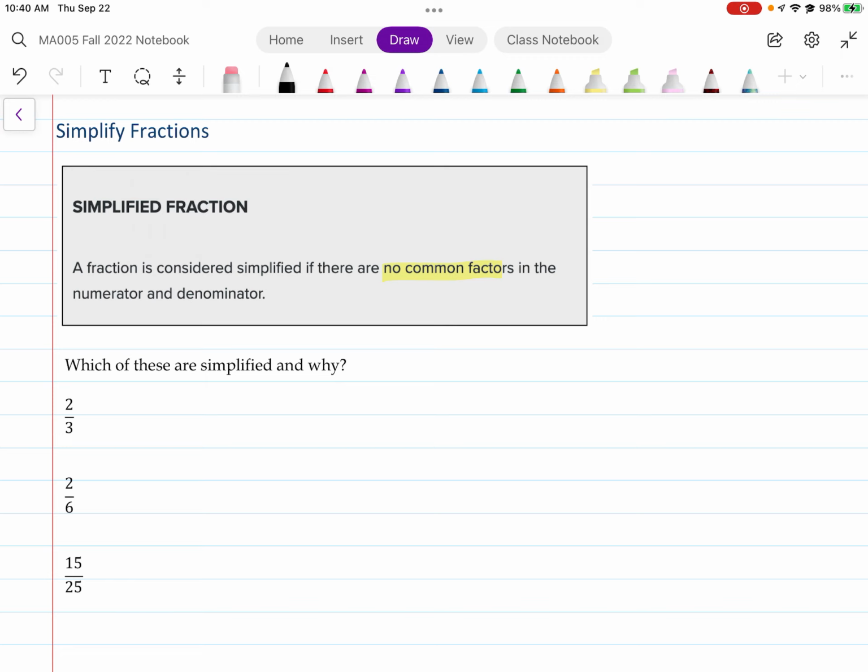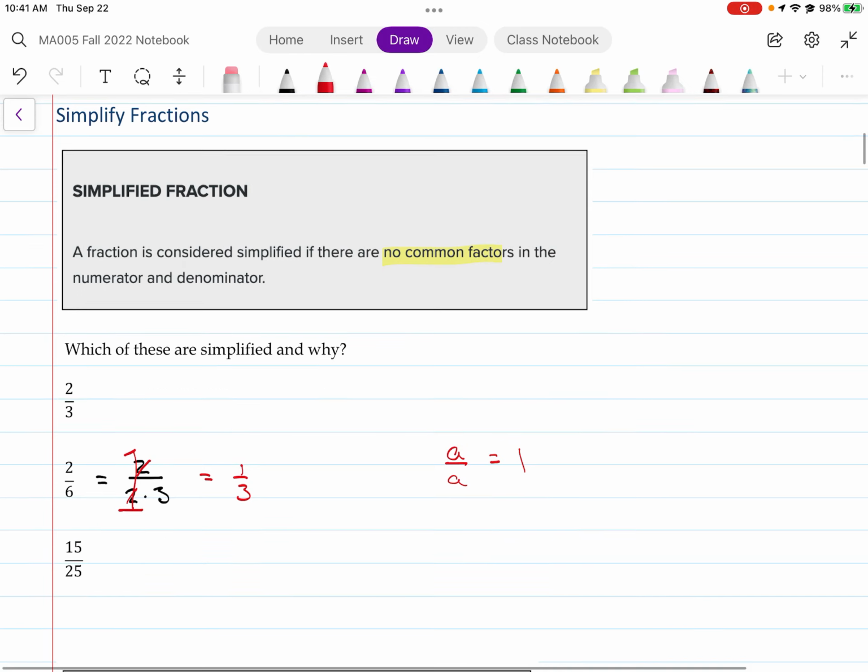2 over 6 is not simplified because there is a 2 on top and on the bottom there is a 2 times 3. Okay, so there is a common factor in the top and the bottom. And those, getting ahead of ourselves a little bit, would cancel out. They would divide out to make a 1. So remember, A over A equals 1. Any number over any number that's the same is 1. Okay, so those can cancel out to basically make 1, right? So that becomes 1/3. That's what we're leading to right now.